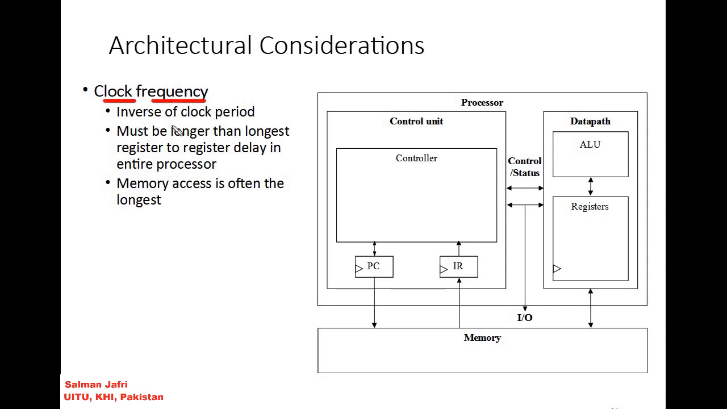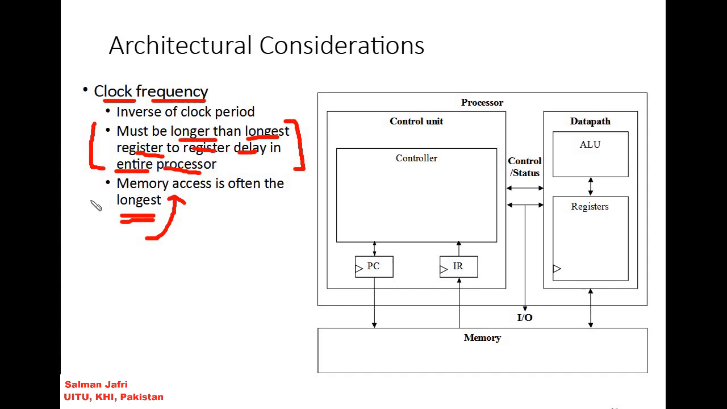And clock frequency is the inverse of clock period. So what is the condition for the clock period? It must be longer than the longest register to register delay in the entire microprocessor. So when we are considering the frequency of operation of our embedded system, we should work on the longest delay, right? So memory access is often the longest. So our frequency would also be affected by the memory access.